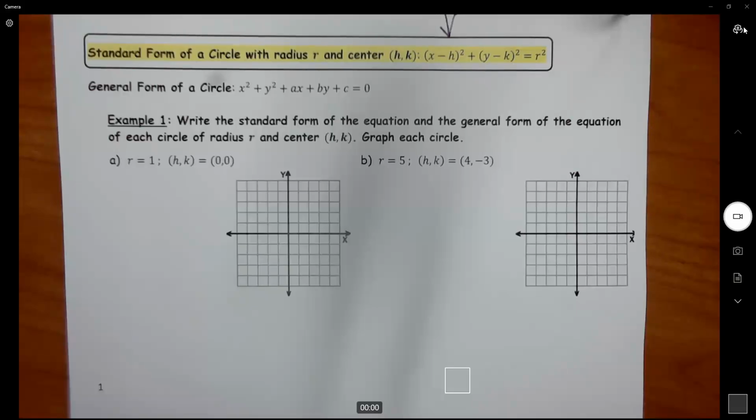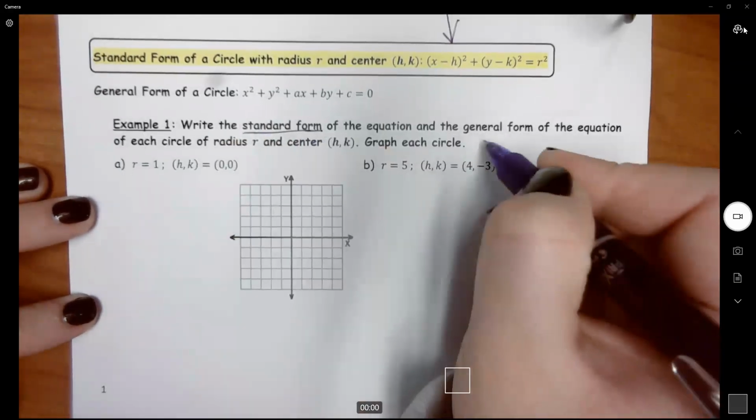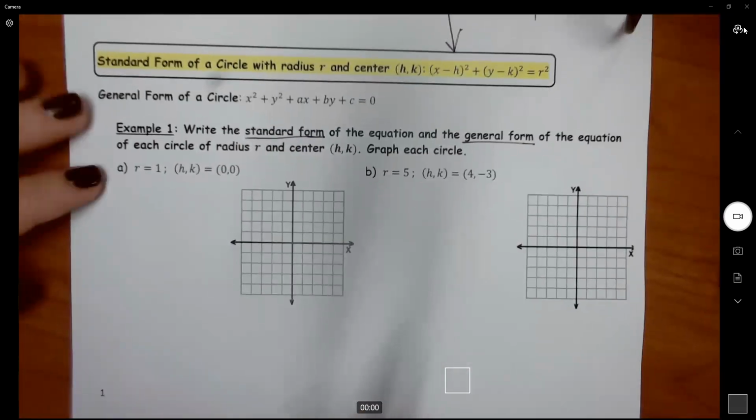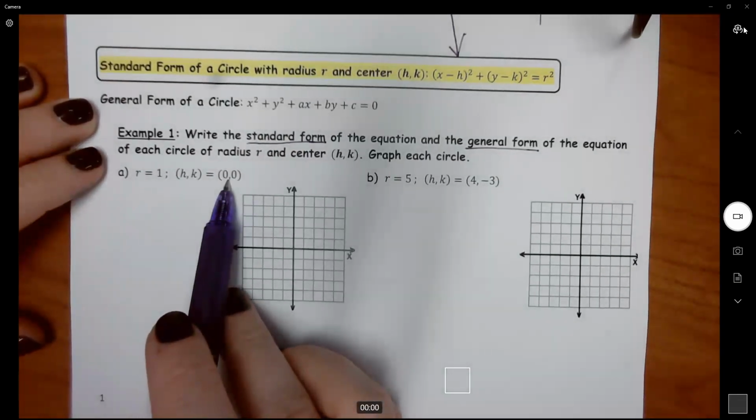Example 1 says to write the standard form of the equation and the general form of the equation of each circle with a radius r and the center hk. Graph each circle. So I have to write this in standard form and general form, and then graph. So this one tells me my r is 1, my hk is 0, 0.